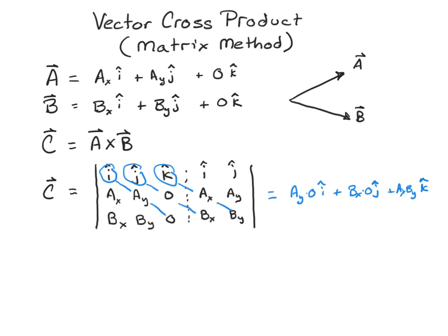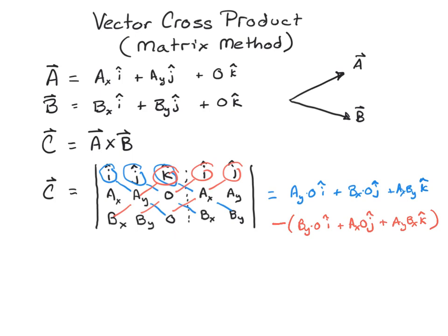Now I need to do the other diagonals, and that's going to be this opposite direction here, and they're going to be subtracted from this whole thing. So I'm going to subtract everything, and the I term is going to be BY times 0 I hat, plus the J term, AX times 0 J hat, obviously those are 0, plus that last K term, which is AY BX, and that's K hat.